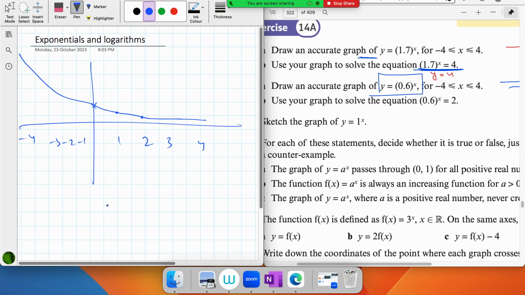Then the question says in part B, 0.6 raised to power x is equal to 2. 0.6 raised to power x was y. So y is equal to 2. So at y equal to 2, we draw a horizontal line, and the point of intersection is basically the answer.